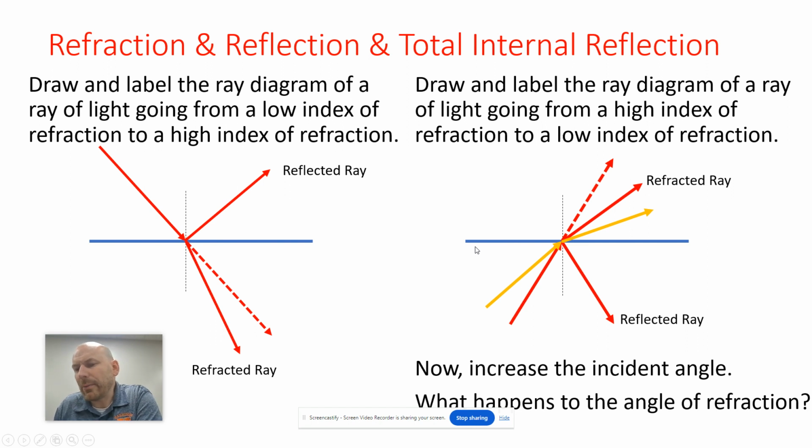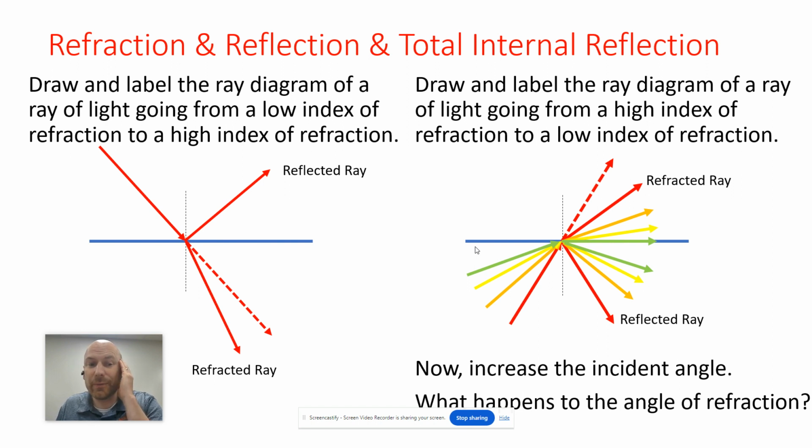Well, let's continue this pattern. You also have a reflected ray. What would happen if you increased yet still further the angle of incidence? Then the refracted ray is going to bend more away from the normal line. Well, and then you get the reflected ray. Well, at some point, the incident angle is going to be large enough that the refracted ray is going to end up going parallel to the surface. And you also have the reflected ray.